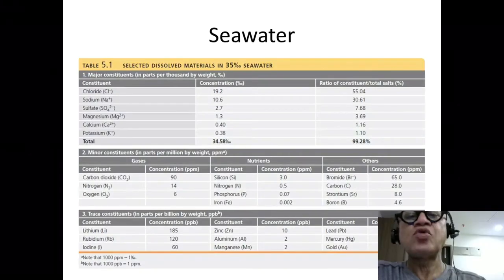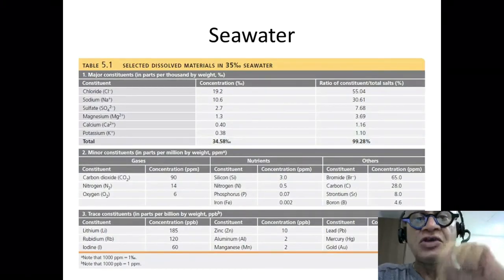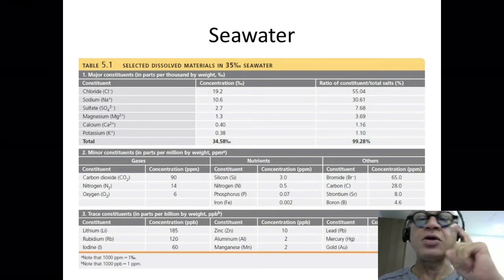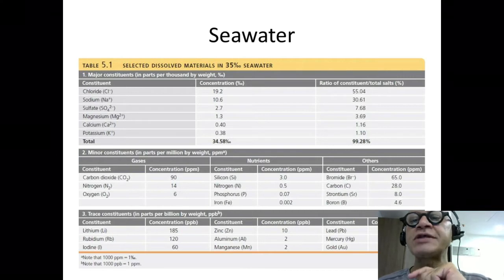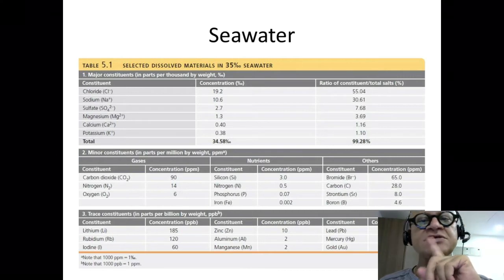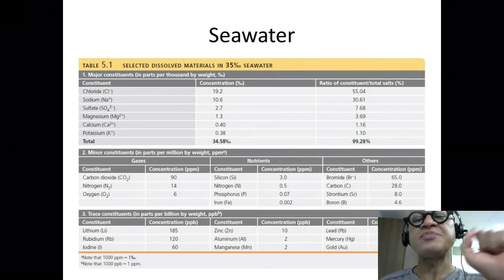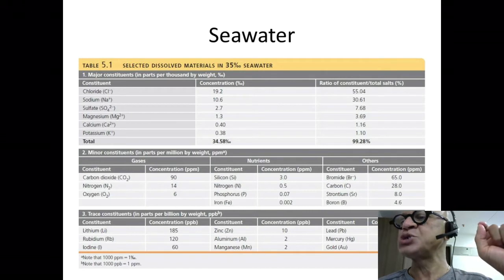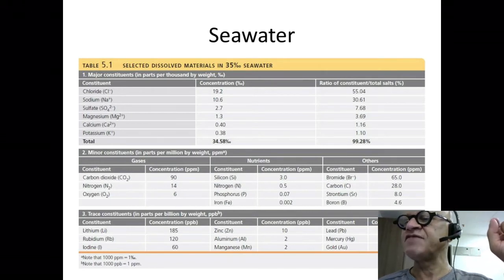So let's add a little bit more details to this salinity of ocean water. What is all in the ocean that we call salinity? So we looked at selected dissolved materials in 35 parts per thousand seawater. So what adds up to 35 parts per thousand? So we said chloride, sodium, sulfate, magnesium, calcium, and potassium. So the ratio of those is, in terms of percentages, 55, 30.61, and so on and so forth.